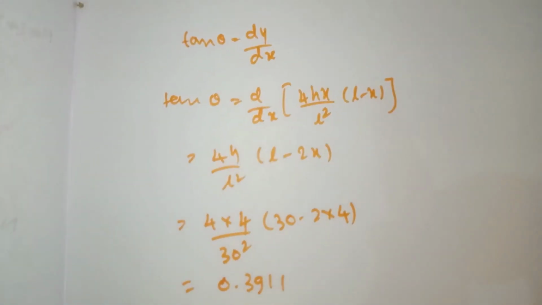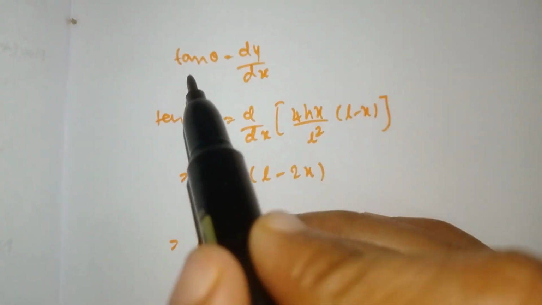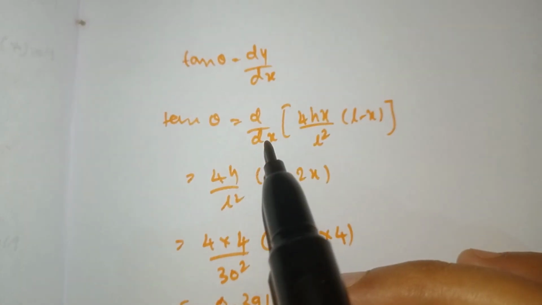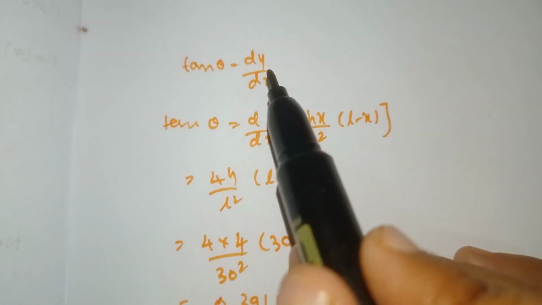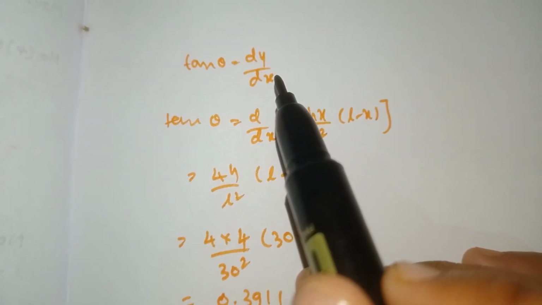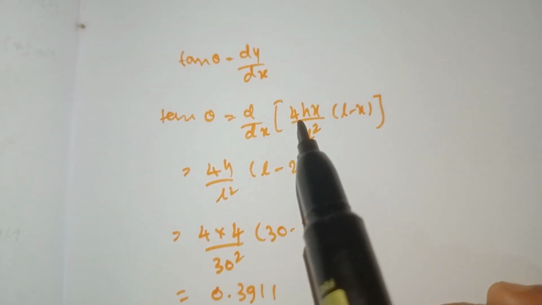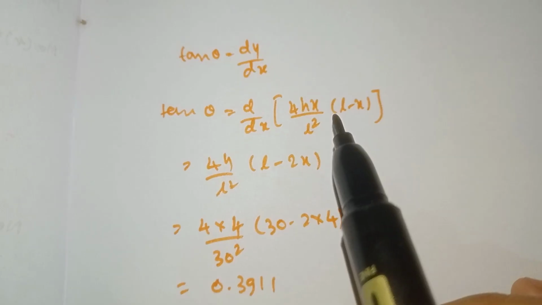To find theta, we all know the formula tan theta is equal to dy by dx. So tan theta is equal to dy by dx, and we have the formula for calculating y. The formula is 4hx divided by L square into L minus x.